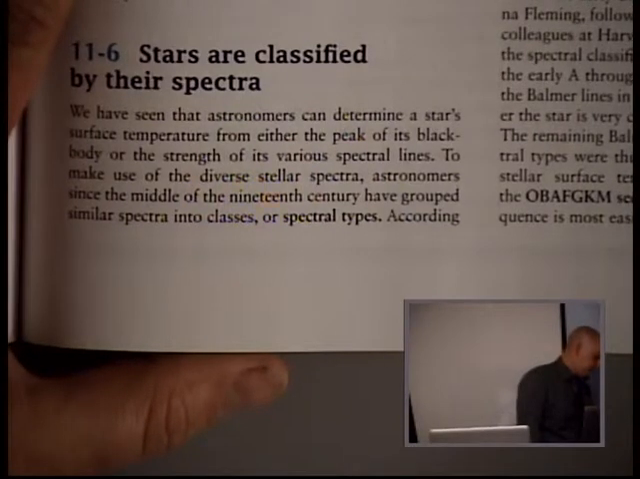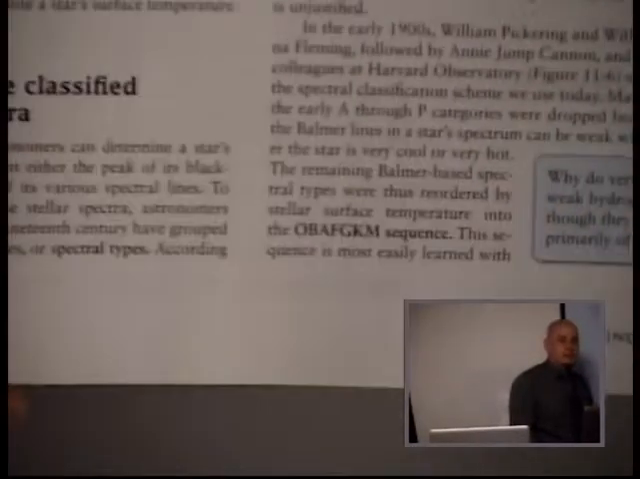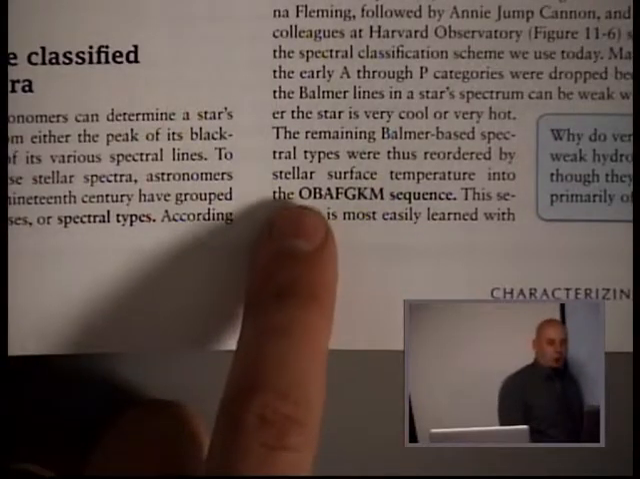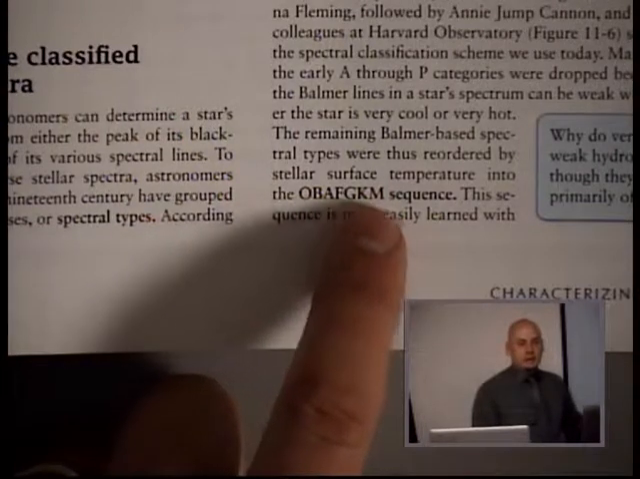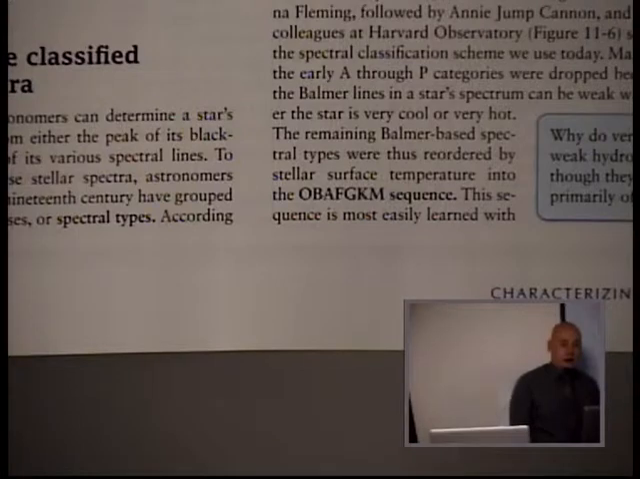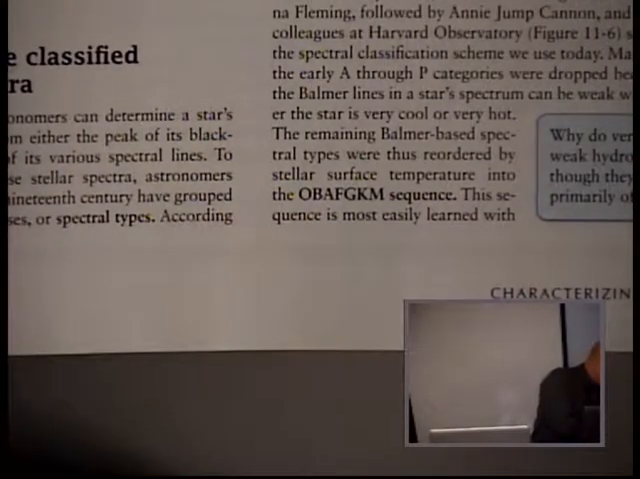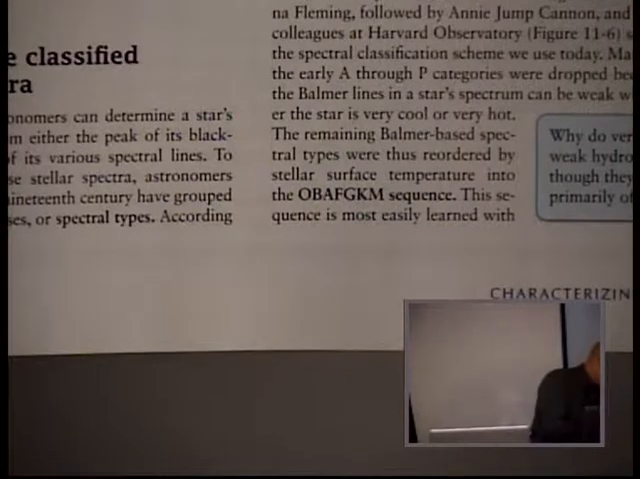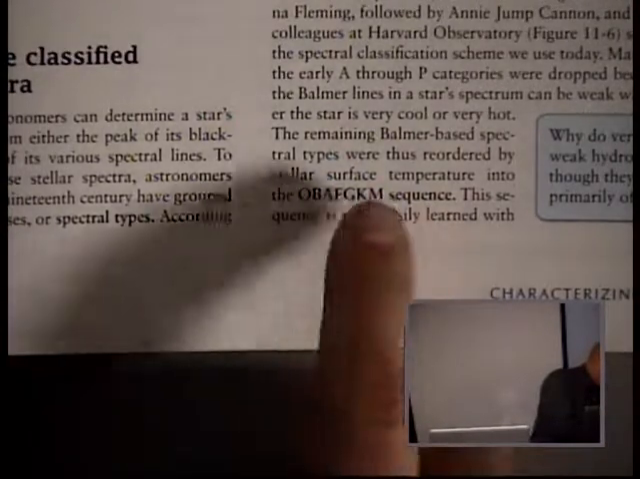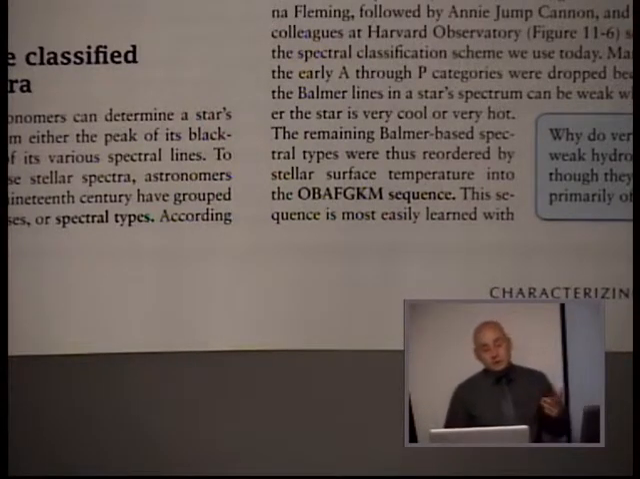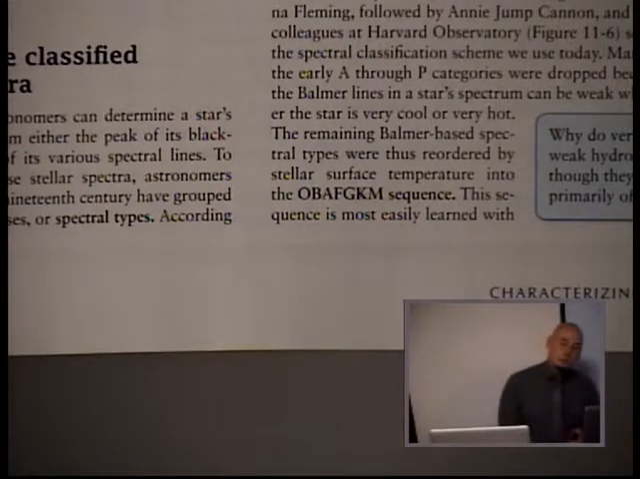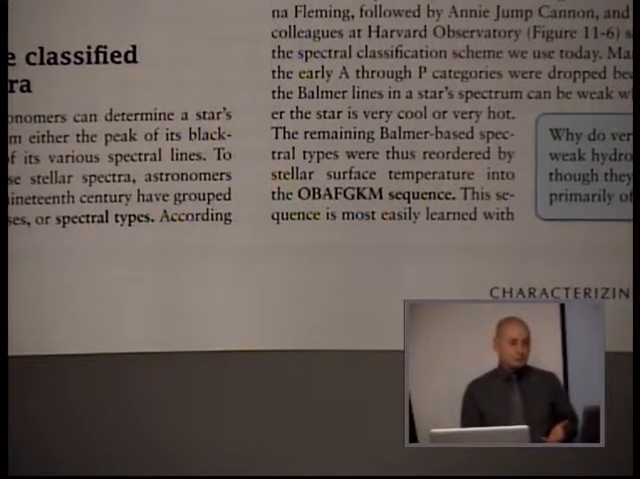And the classification sequence is a bit confusing because the order is anything but alphabetical. O, B, A, F, G, K, M is the order by surface temperature. And those are the spectral types. And they talk about the history of why they're messed up. They were originally from A to P, and then they've been reorganized based off of spectroscopy to O, B, A, F, G, K, M. And so there's a lot of acronyms, acrostics to help with O, B, A, F, G, K, M.